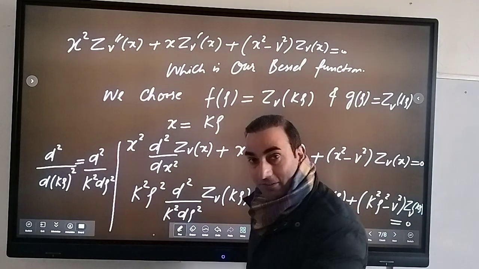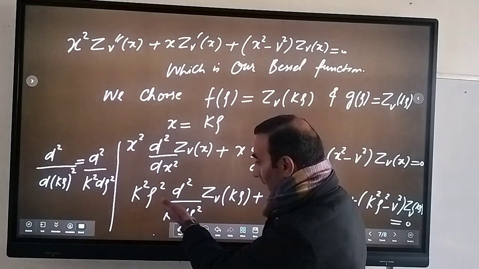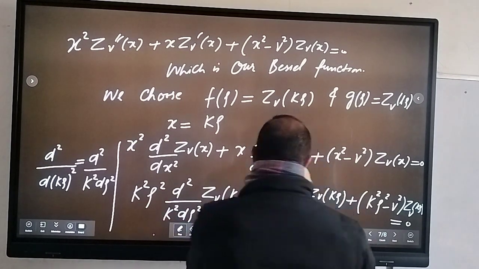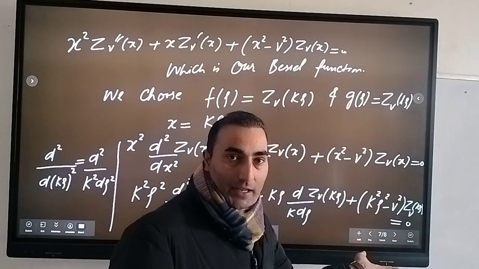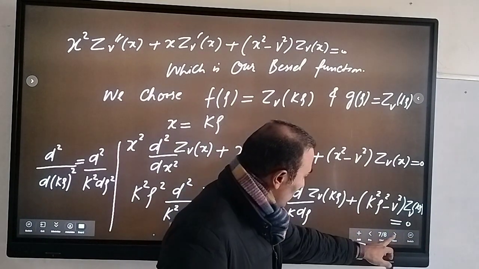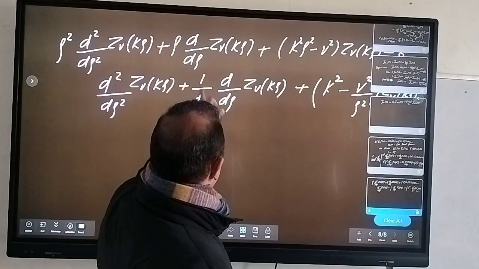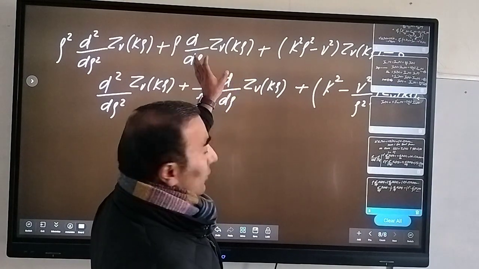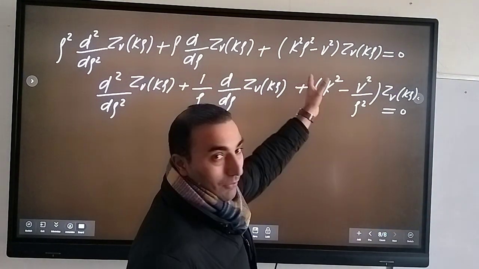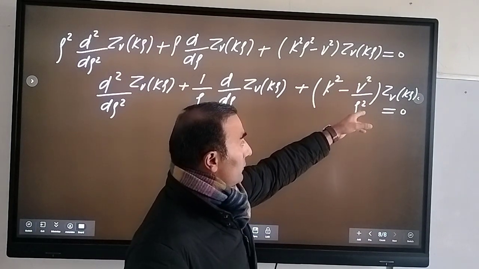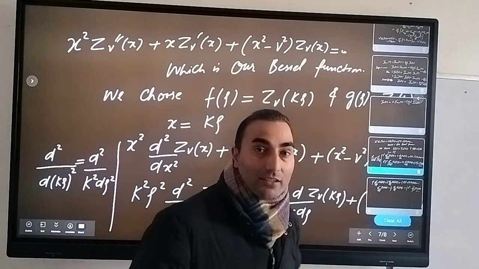This is our Bessel differential equation. And after that, what I did here, k square will cancel from the first term, then k will cancel from here, and this will be as it is, right? Just after that, you are dividing by rho square. So this term becomes 1 by rho, because rho is multiplying here. Rho is multiplied to this second term, and the third term will be k square minus v square by rho square, and this term, right? So this is when I did the substitution x equal to k rho.